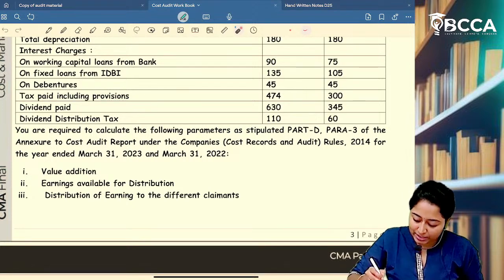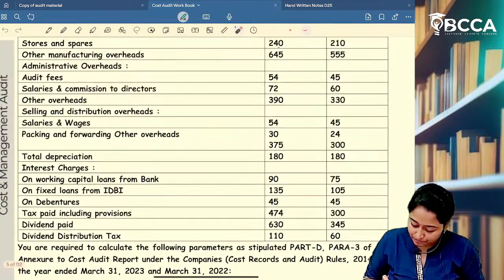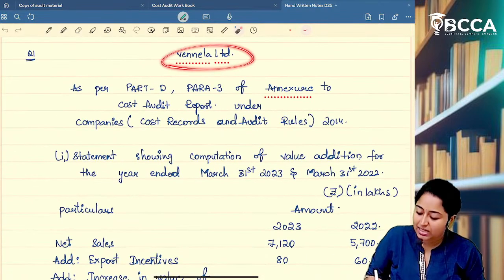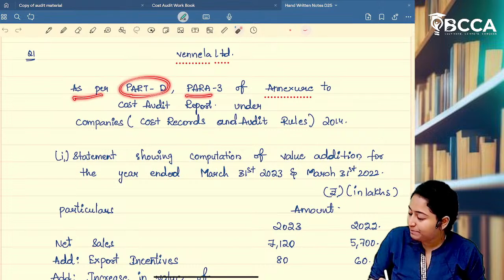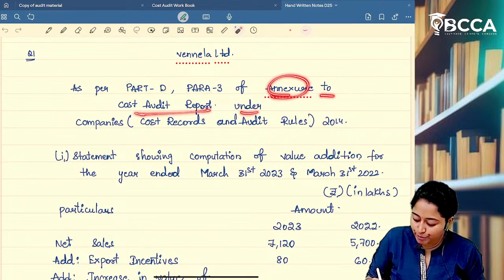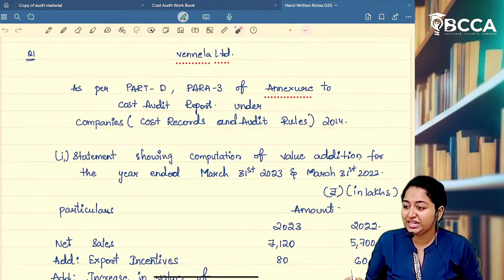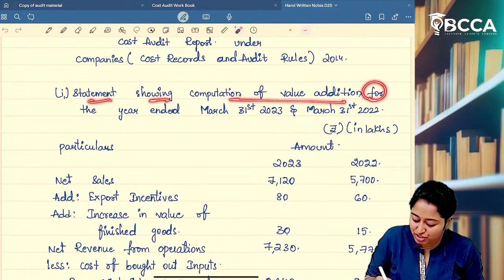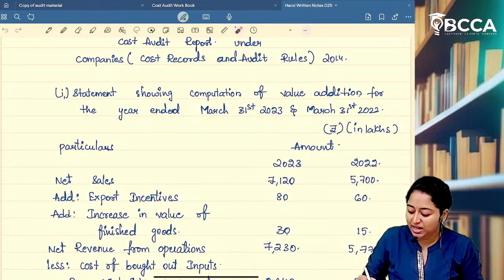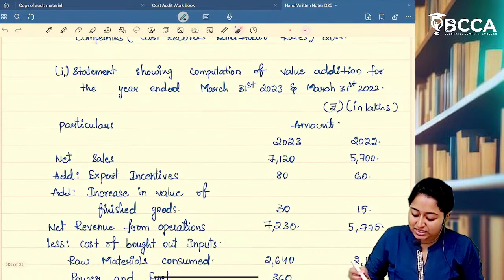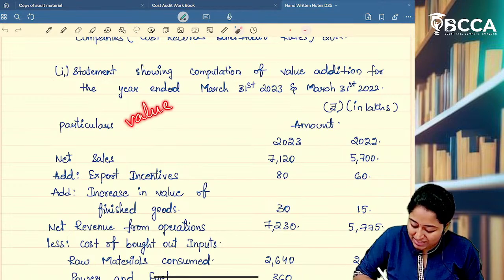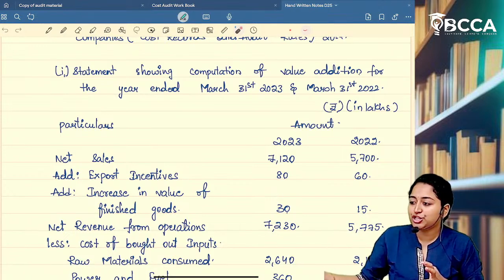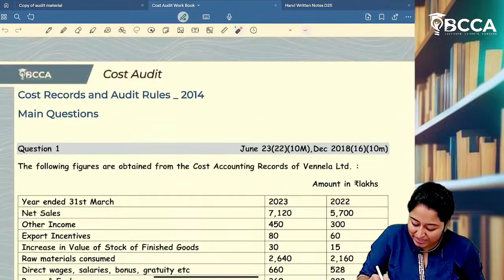So first we started with value addition. Vanilla Limited will be our heading as per part D, para 3 of the annexure to the cost audit report under the Company's Cost Records and Audit Rules 2014. Then we start with the first statement showing computation of value addition for the year ended March 31st, 2023 and March 31st, 2022. What does value addition mean? Value addition means some value is being added to the business while converting raw materials into finished goods. So first we'll take the net sales.